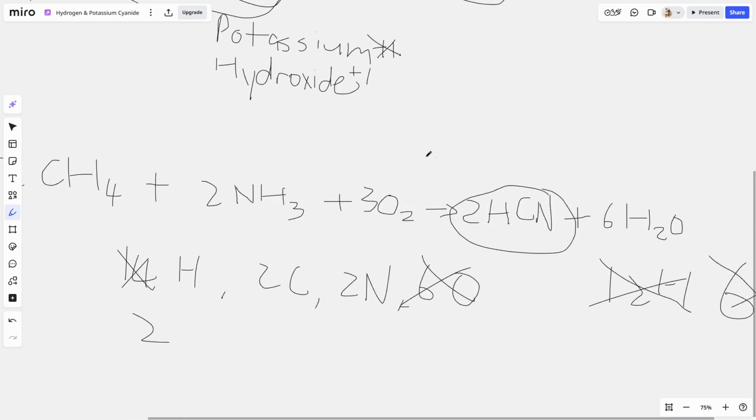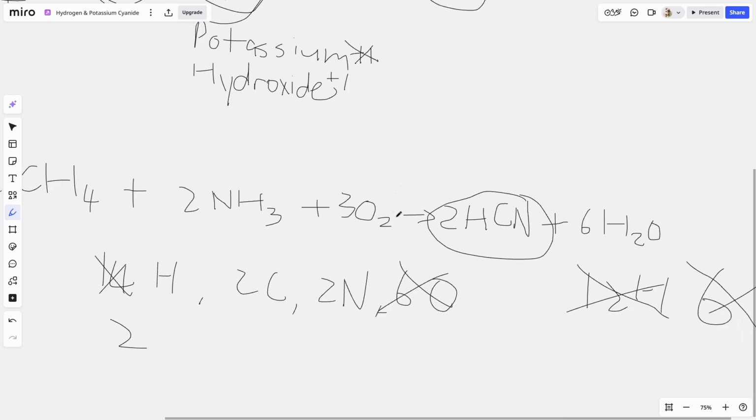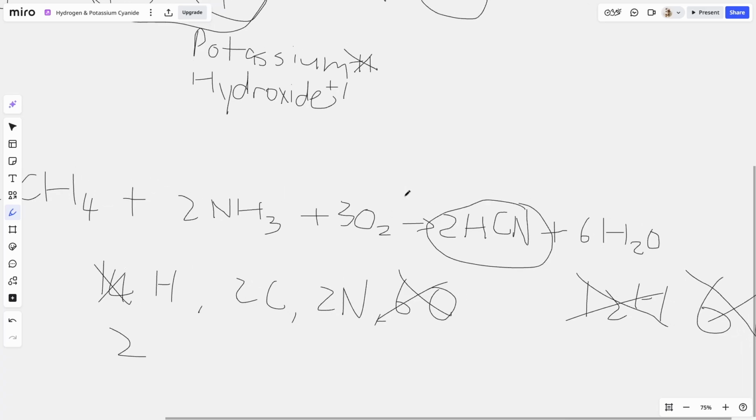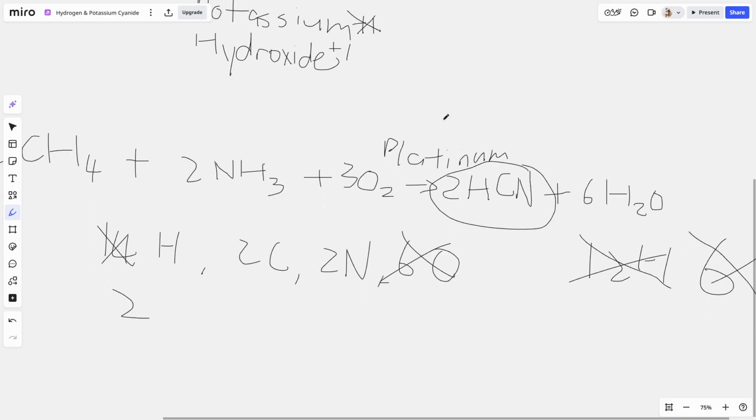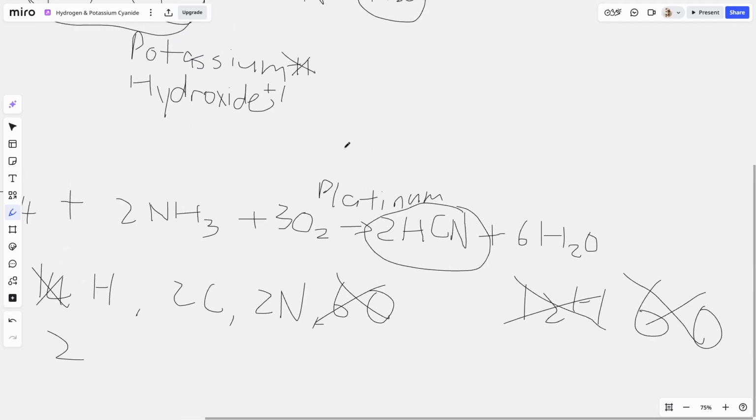Now, another important part I did leave out was the catalyst that is required. We need platinum as a catalyst in order for this to happen. Not only that, we also need an incredible amount of heat, at about 1200 Celsius or 2190 Fahrenheit. And the heat here is extremely important.